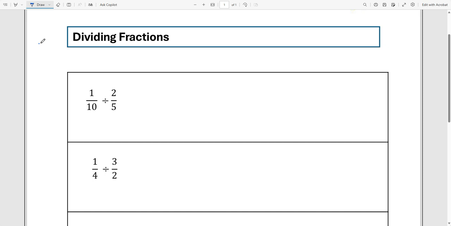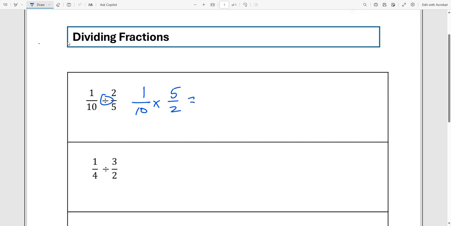We have 1/10 divided by 2/5. And so what I'll do is, let's write the first fraction down, 1/10. And then we'll change the operation from division here to multiplication. And we'll flip the second fraction, and some people call this keep change flip. That was after my time. I'm a little old school.